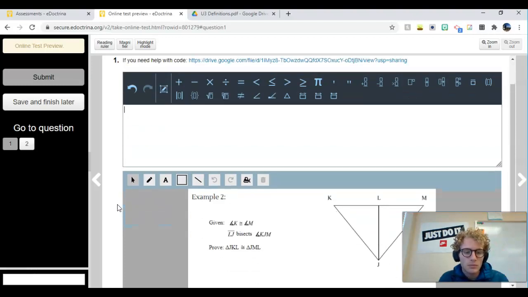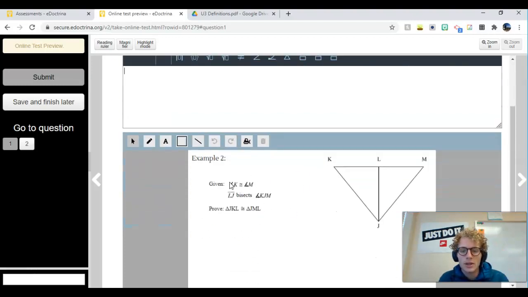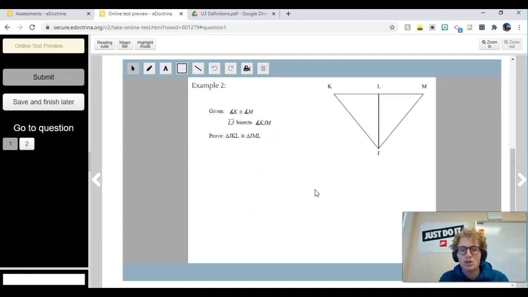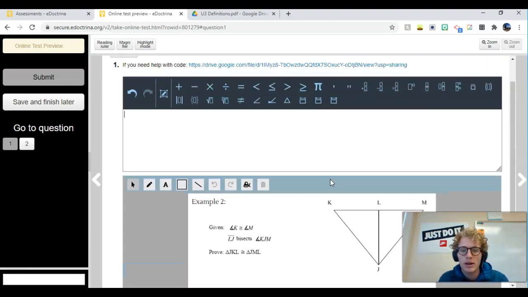So, on to the actual math. Down here you'll have your givens, you'll have your proof, and you'll have your diagram. This box should be used for drawing on your diagram. You should be drawing on your diagram. You should be making that as a tool that is available to you.